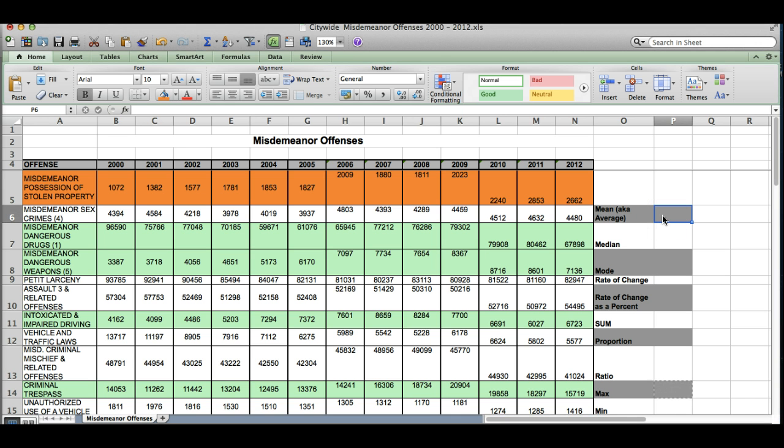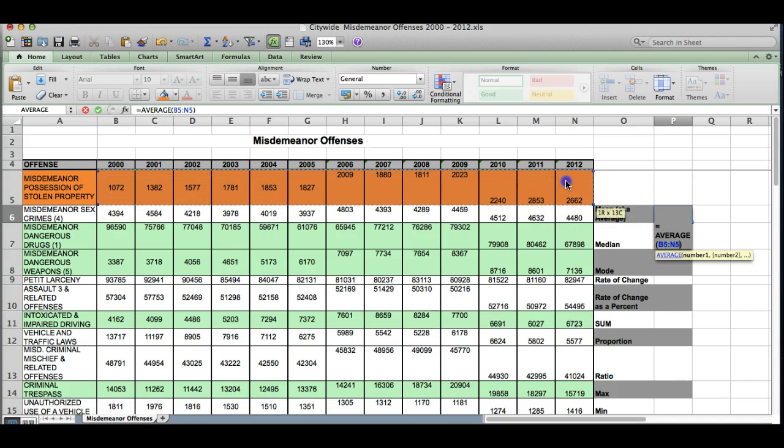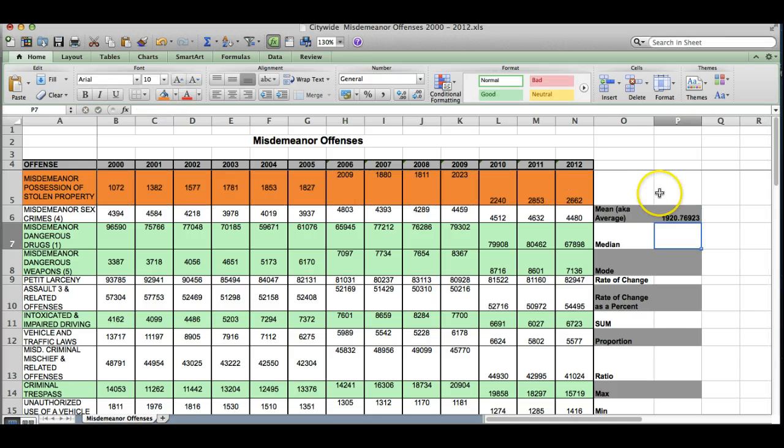To get started, we might want to calculate the mean of this statistic. So the mean would say, on average, how many possessions of stolen property were reported between 2000 and 2012. To use Excel to do this, the word is average, so you will type equals average, and then between parentheses, you will select all of the cells for the given time period and enter. So what we see here is that on average, 1,900 stolen property crimes were reported during this week period.